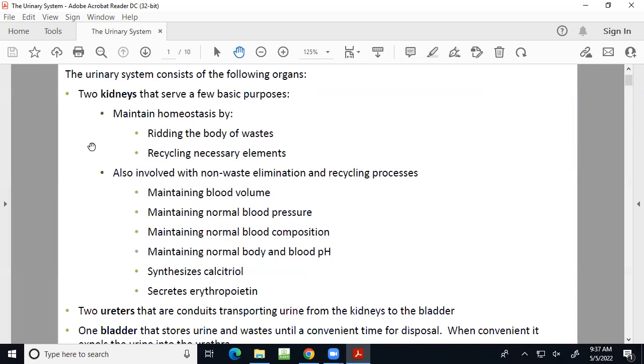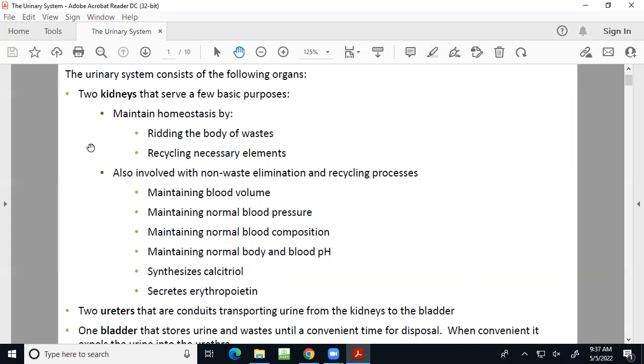With regards to maintaining homeostasis, our kidneys help rid the body of wastes and recycle necessary elements. So waste products could be simple, like water. For example, if we have too much water, we need to get that out. And in fact, water is a major component of our urine, which is what our kidneys form. Along with that water are other waste products like urea, uric acid, and whatnot. And then when it comes to recycling things, sometimes we want to conserve water. If we are dehydrated, we don't want to be peeing out the little bit of water that we have. So we would recycle that along with other necessary things for our body.